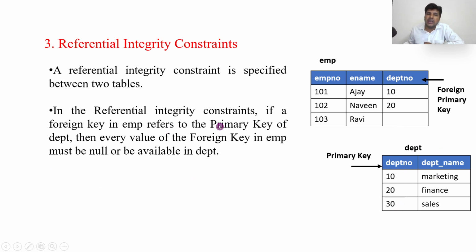So see, if a foreign key in employee refers to the primary key of the department, then every value of the foreign key in employee must be null or be available in the department.